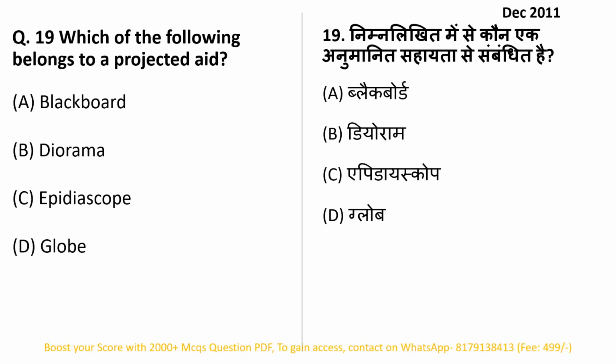Which of the following belongs to a projected aid? Projected aid is like when there is a screen on which, through some device, a picture is being projected. So the question is asking which of the following options is a projected aid. Blackboard, you see there is no screen. Globe also does not belong to projected aid. Diorama is like, students, we make models in the schools. You remember? In our schools, we used to make models of various things. Those are called diorama. The right answer is option C, epidiascope. It is a kind of projected aid.